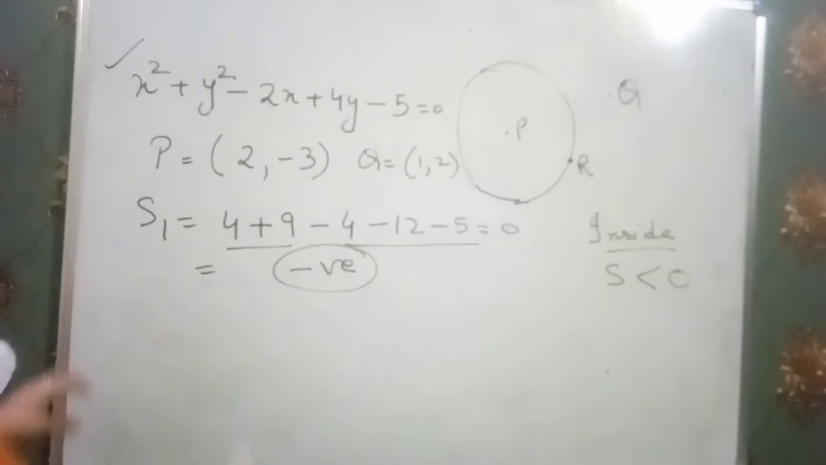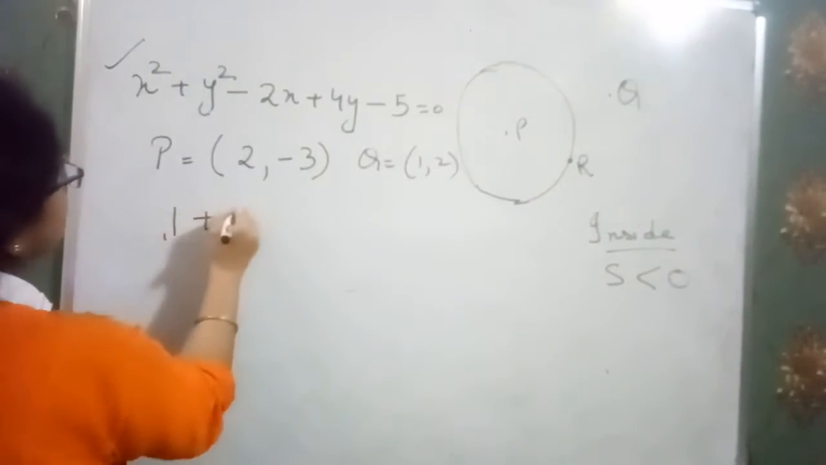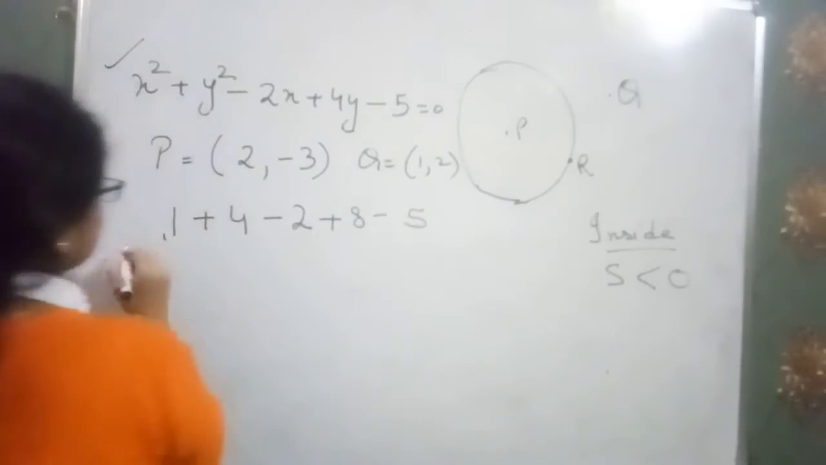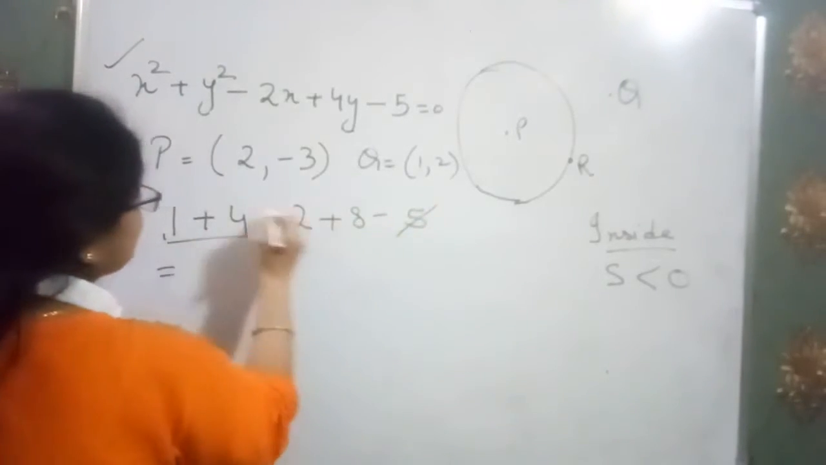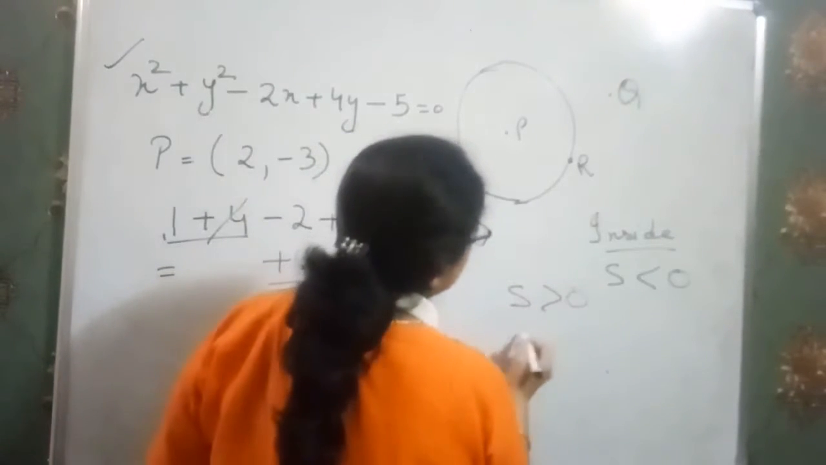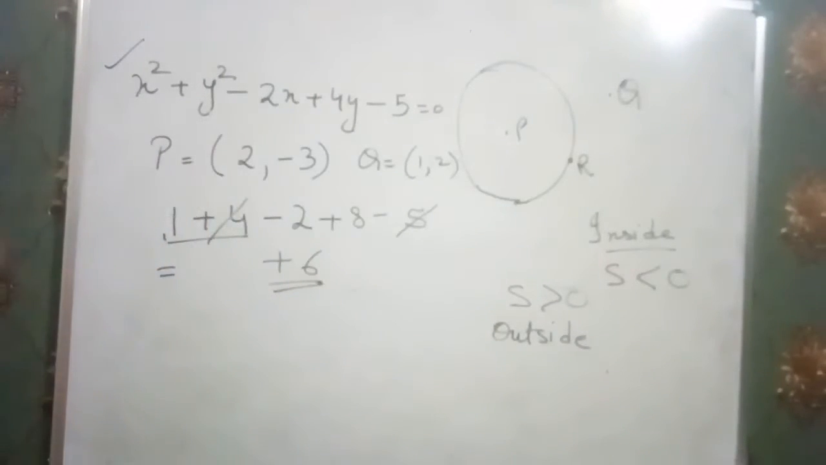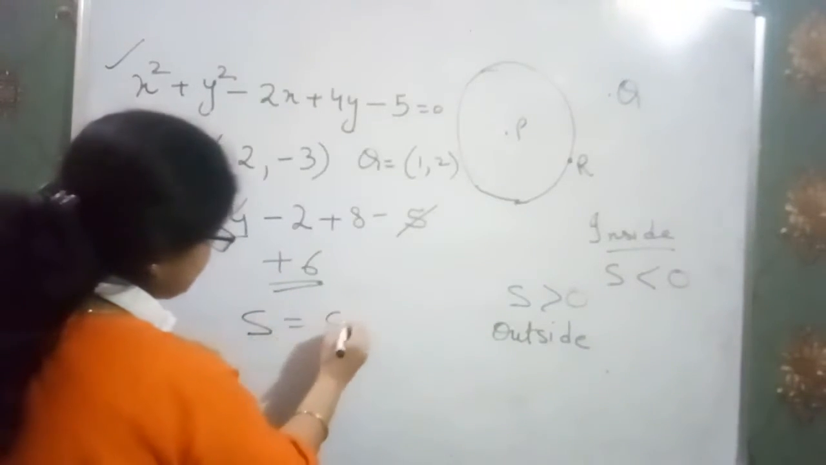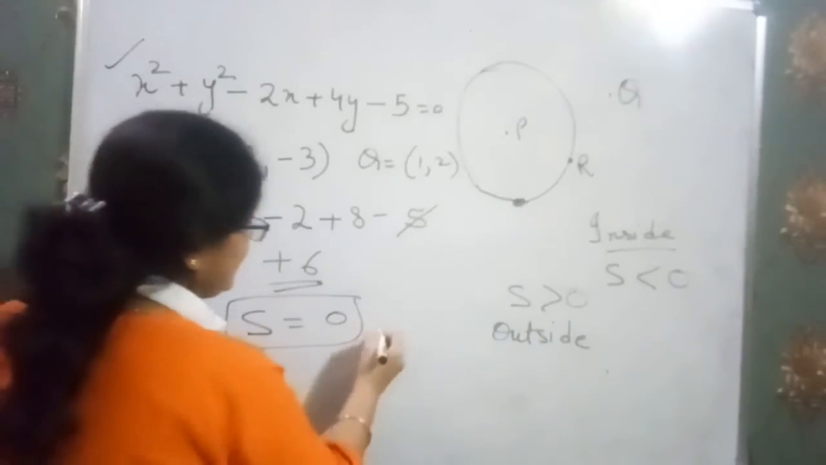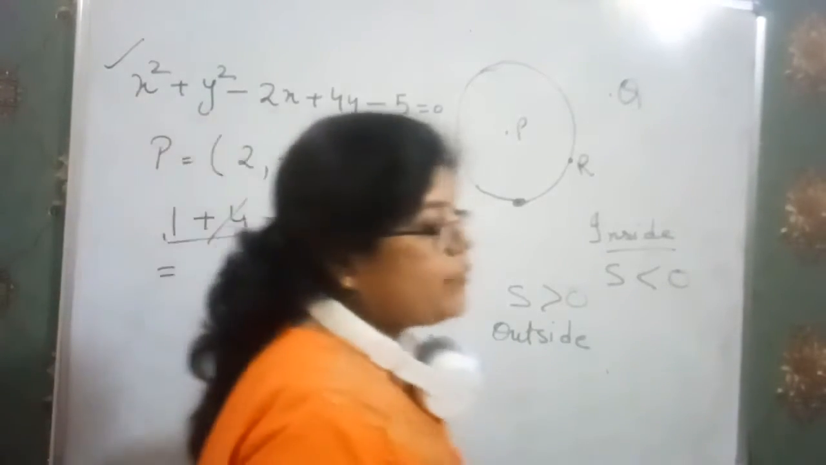Now we have to check the next one, 1 and 2. When we put 1 and 2, we have 1 plus 4 minus 2 plus 8 minus 5. This is 5, 5 gets cancelled, so we have plus 6. As s is greater than 0, this point lies outside the circle. And when we put the values and get s equal to 0, then the point lies on the circle. Okay, just note it down, then I am moving to the other concept.